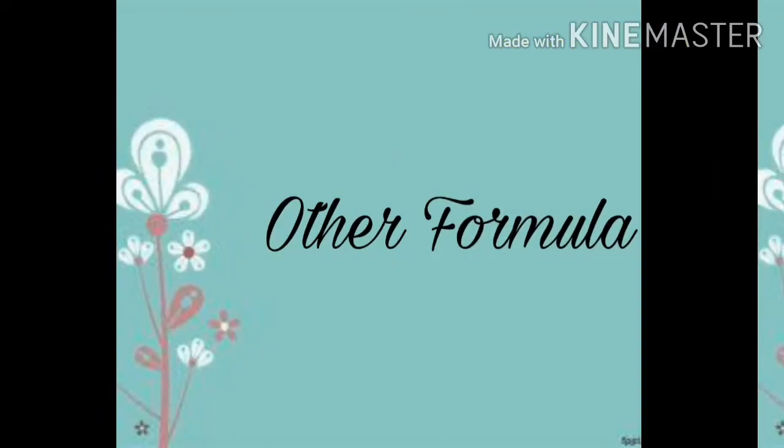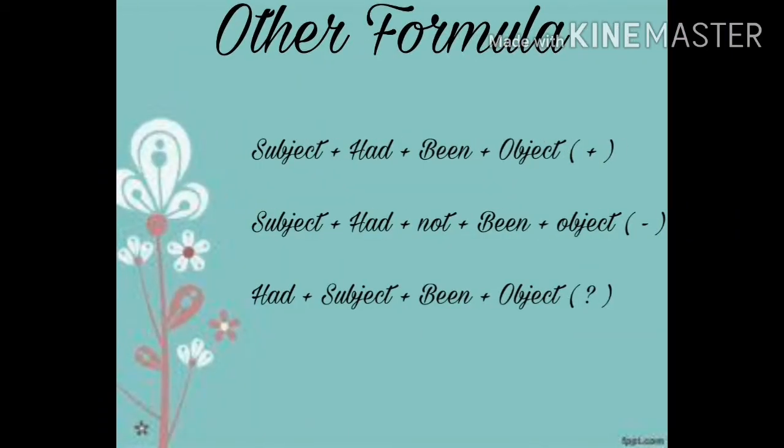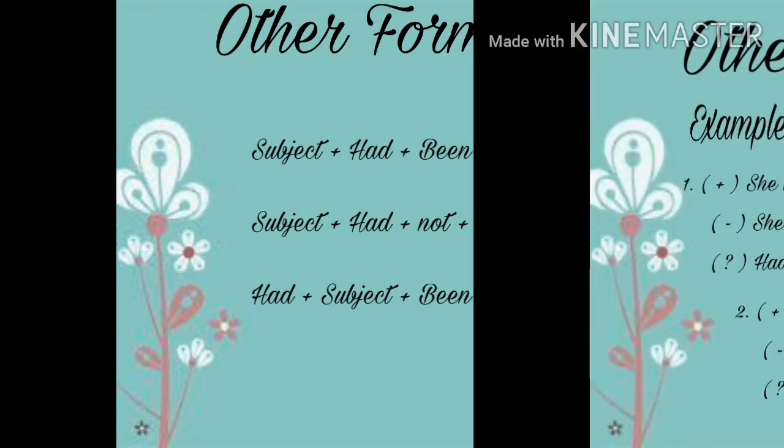Other formula. The first one is the positive form: subject plus had plus been plus object. The second one is the negative form: subject plus had plus not plus been plus object. And the third is the ask sentence: had plus subject plus been plus object.